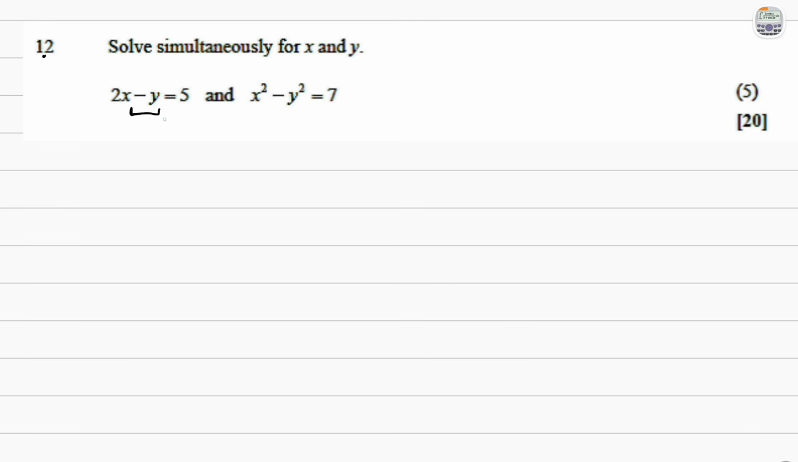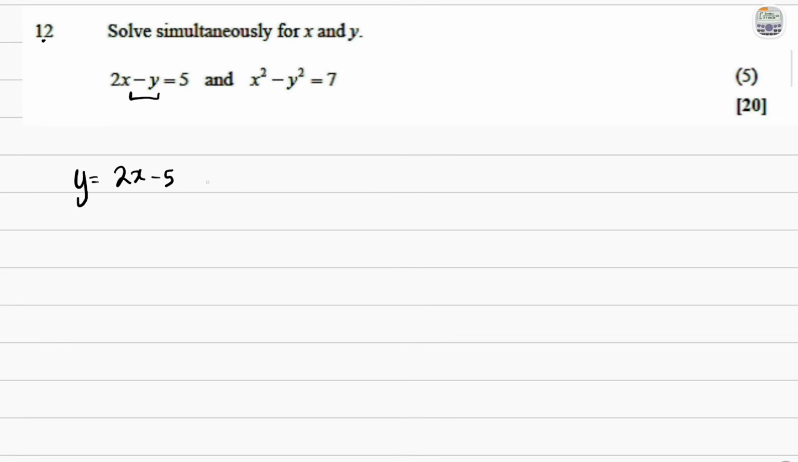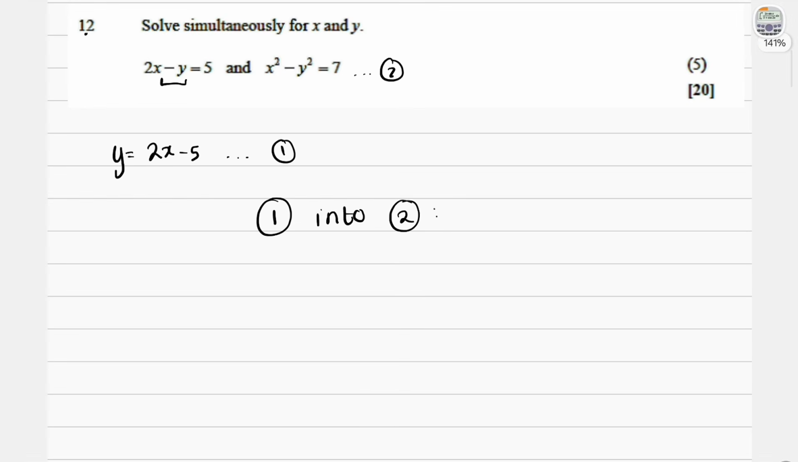The y is on its own, but it's negative. Okay, it's alone, but we can just transpose it to make it positive. So it's now positive y, and then we have the 2x, and we'll transpose the 5 to get negative 5. So we're just saying y equals 2x minus 5, and we can go ahead and call this equation 1. And then this is still equation 2. So to solve for x, we'll say sub equation 1 into equation 2.